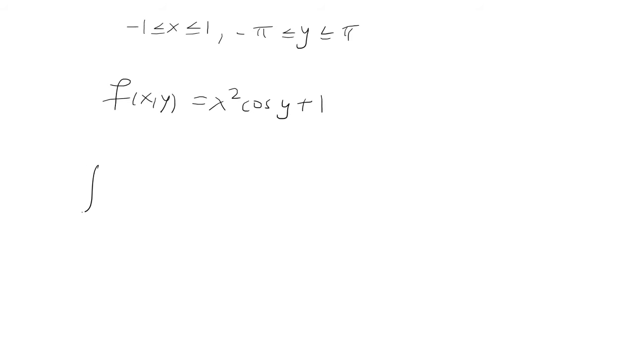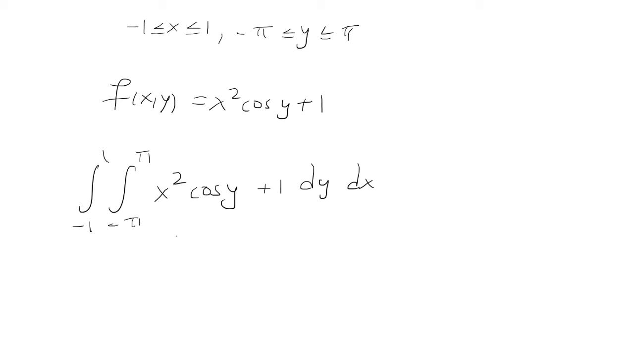Okay, now let's find the volume under the graph of the following function in the given region where x is between negative 1 and 1 and y is between negative pi and pi. The function is x squared times cosine of y plus 1. So here this will be a double integral, and it doesn't really matter whether you integrate with respect to x or y first. So let's just do with respect to y and then x. Y goes from negative pi to pi, and then x goes from negative 1 to 1.